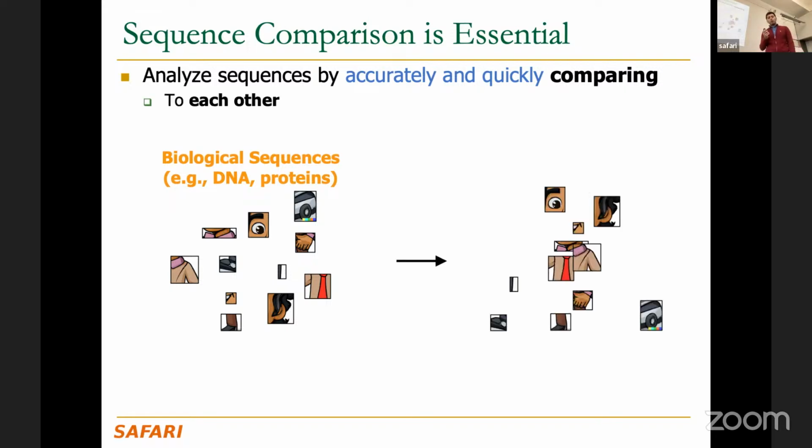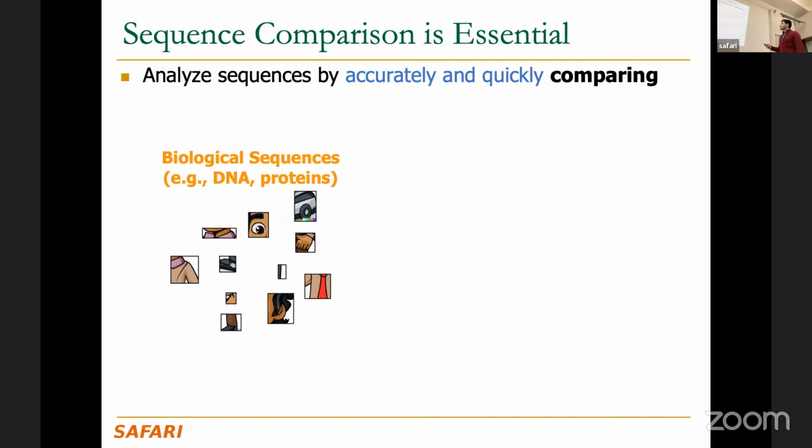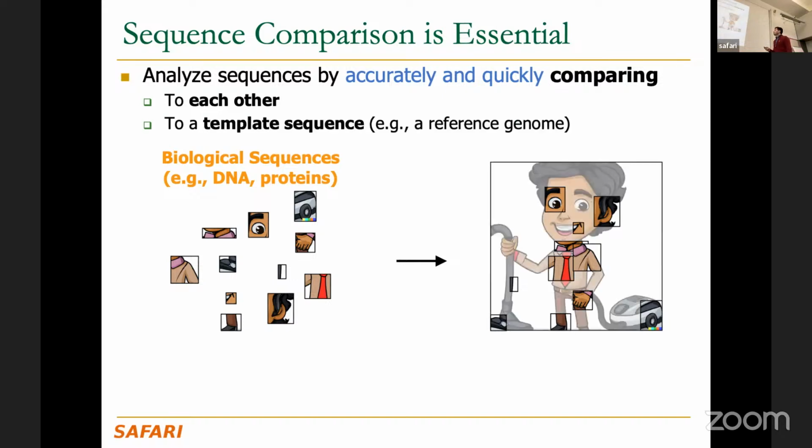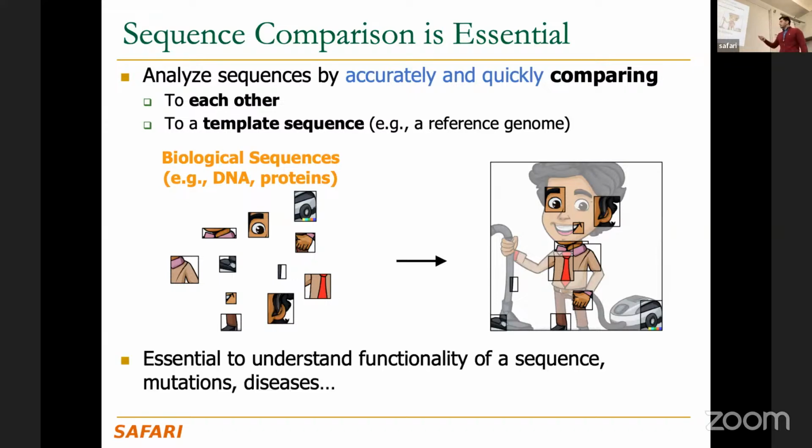And we do this usually by comparing these fragments. These pieces from DNA can be referred to as pieces from a puzzle. And we could solve this puzzle by comparing these pieces to each other, to maybe be able to understand what these pieces of the puzzle look like. Or we might have a template sequence that we call a reference genome, and then we can compare these pieces or DNA fragments to that reference genome to essentially map these pieces to their corresponding regions in the reference genome. And this is very important. It's very essential to understand the functionality of a sequence, mutations and diseases, and so on.